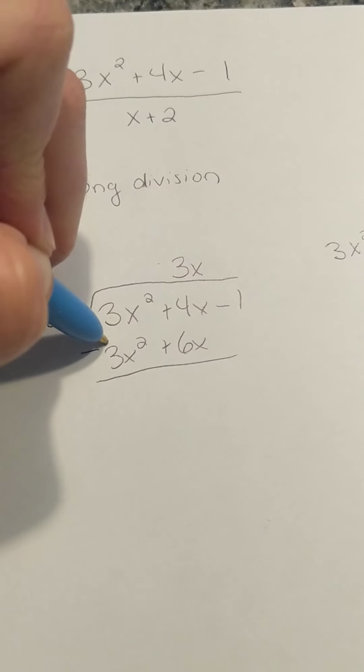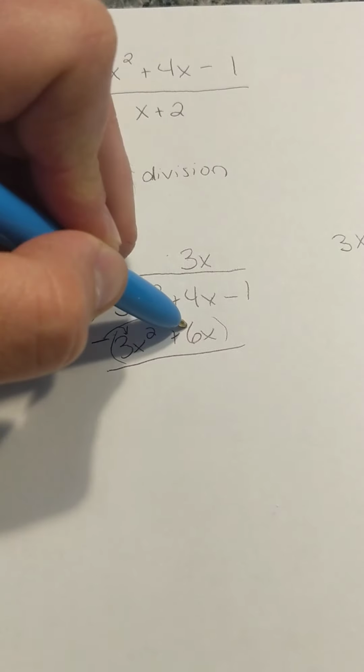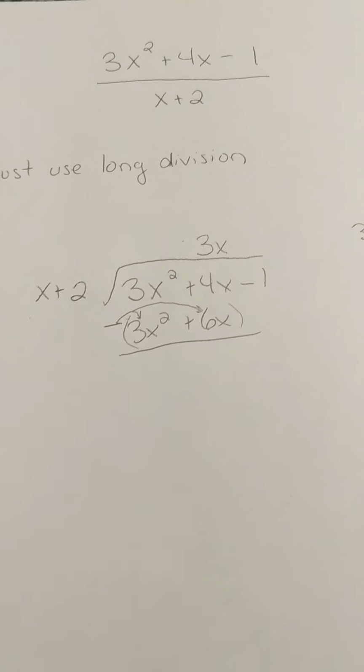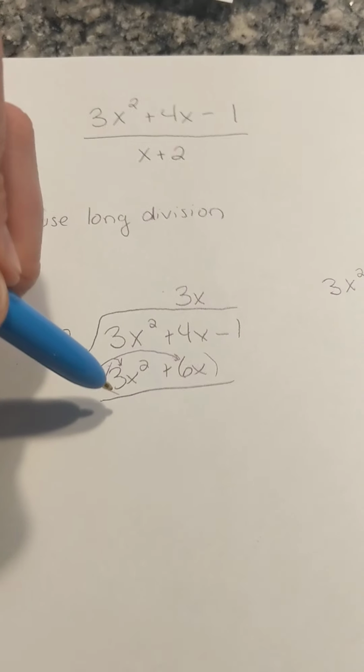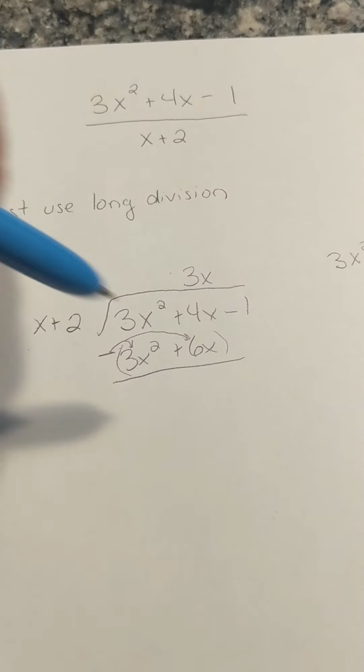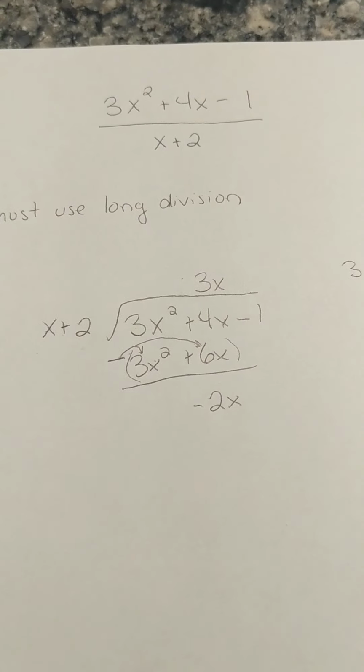And so now when I subtract, I have to make sure I distribute the negative. This is the biggest mistake that people make. They forget to subtract that second term. So 3x squared minus 3x squared is 0x squared, and 4 take away 6 is negative 2x.